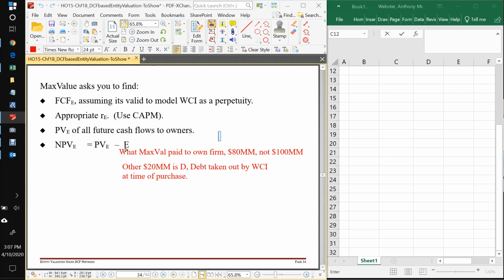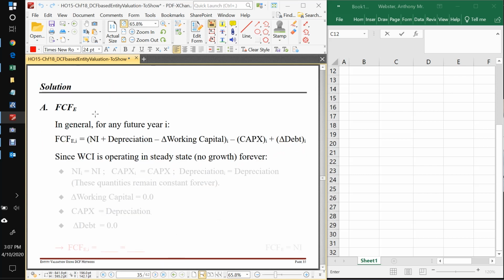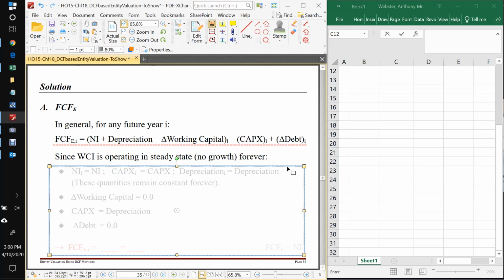All right, so I think we can actually do this. Let's go ahead and see if we can suss this out. So let's go step by step. Let's take first of all the free cash flow to owners. Okay, so in general, what do we got here? This is the key equation that I said you should know. Okay, so in some future year I, the free cash flow is going to be net income in that year plus depreciation minus change in working capital minus capex in that year plus change in debt in that year.